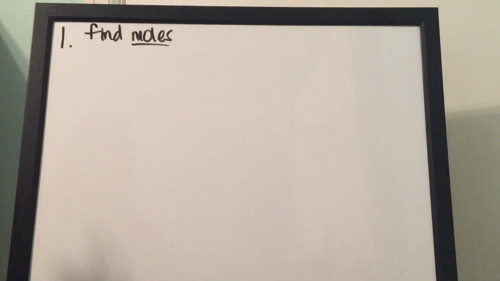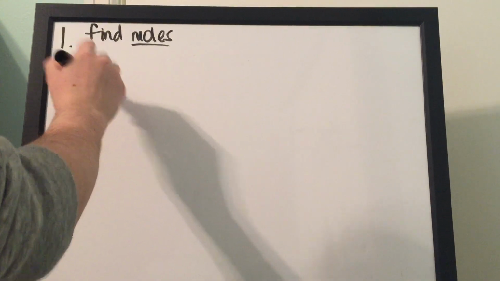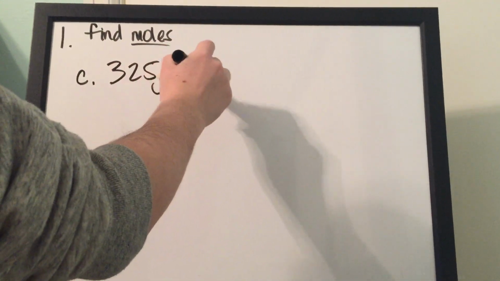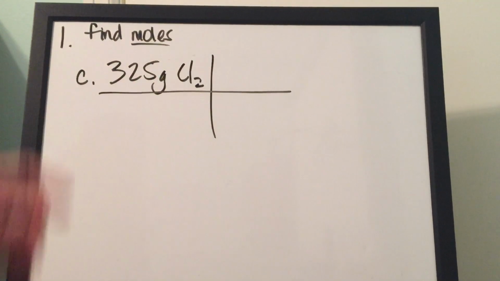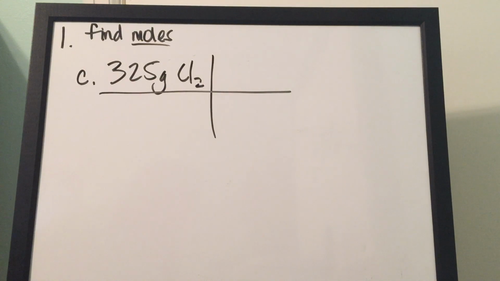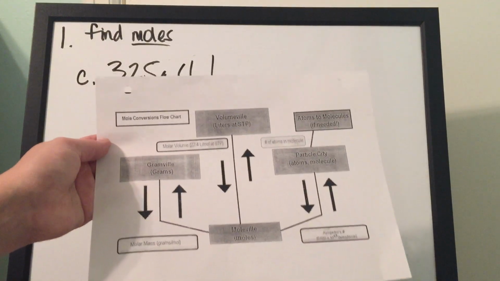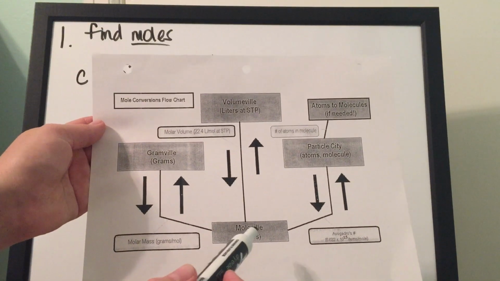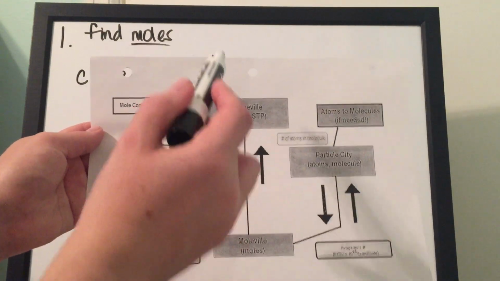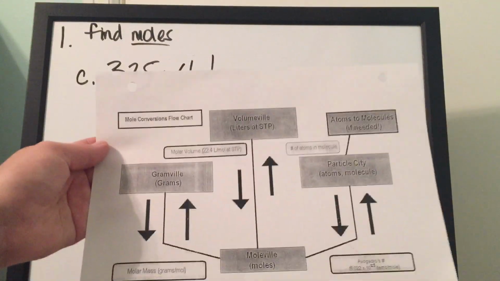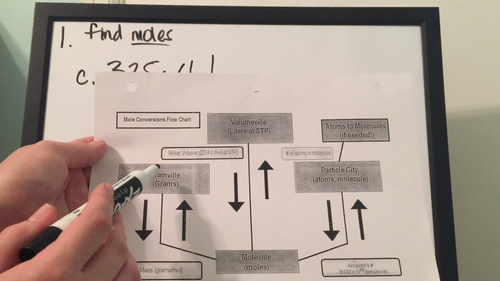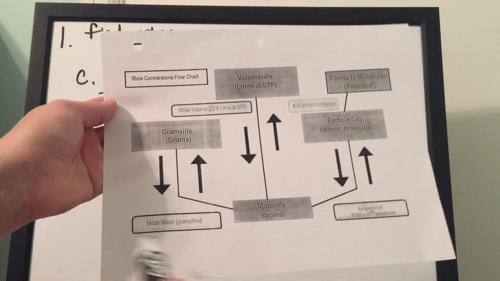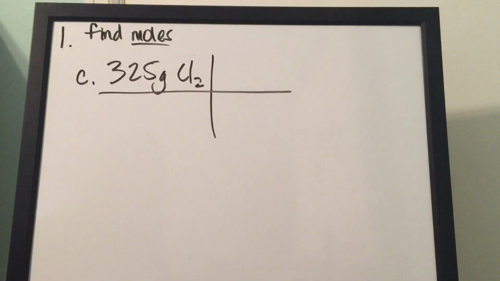And then letter C, they give 325 grams of Cl2, and they want me to find moles. So this one's slightly different. So if you need your roadmap, we'll use it. Where are we starting? We're starting in Gramville, and we're going to moles. And so notice we're not even on this road to Volumeville. This problem has nothing to do with volume. They give me grams, and they want to calculate moles. And so we're following this road, and our road sign says to use molar mass.